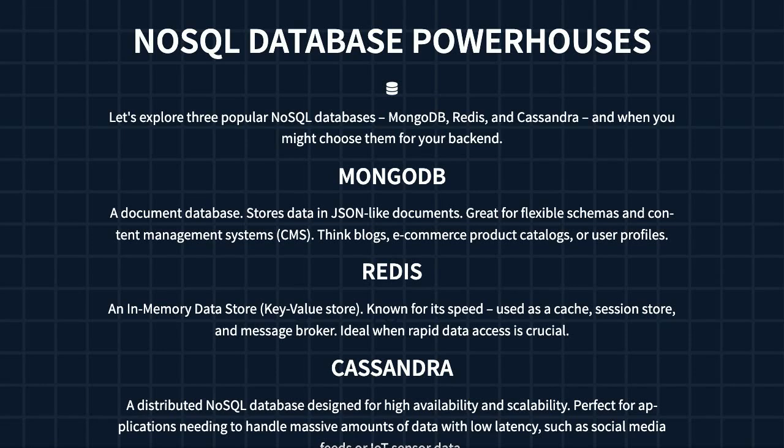Okay, let's dive into the world of NoSQL databases. We're going to look at three key players: MongoDB, Redis, and Cassandra. MongoDB is a really flexible option. It stores your information in JSON-like documents, making it super adaptable for things like websites or catalogs where data structures can change easily. Then we have Redis, which is incredibly fast because it keeps data in memory. Think of it as a super speedy shortcut to frequently accessed information. Finally, Cassandra shines when you're dealing with huge amounts of data like social media feeds or sensor readings and need to make sure everything stays available and responsive.